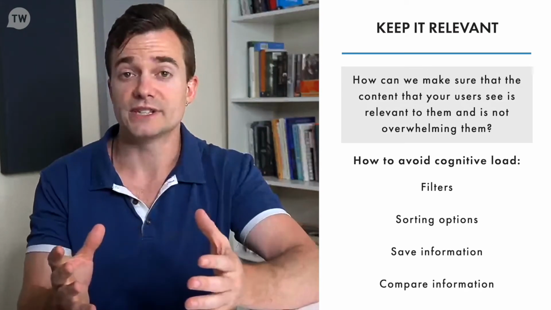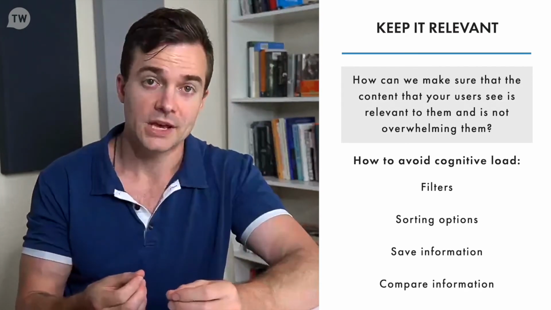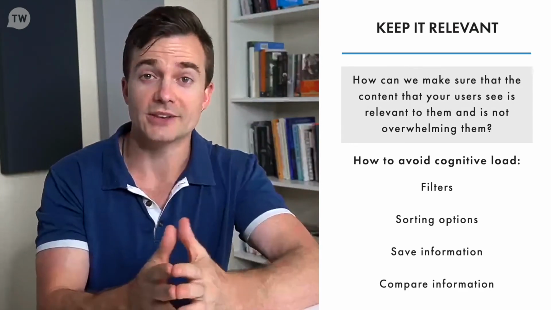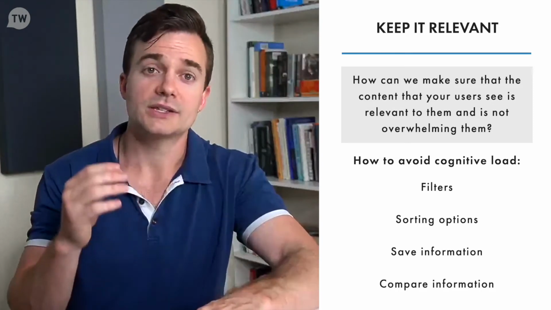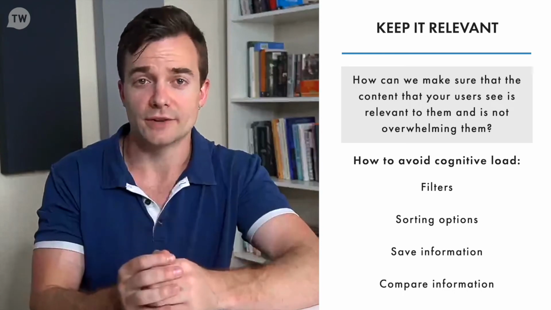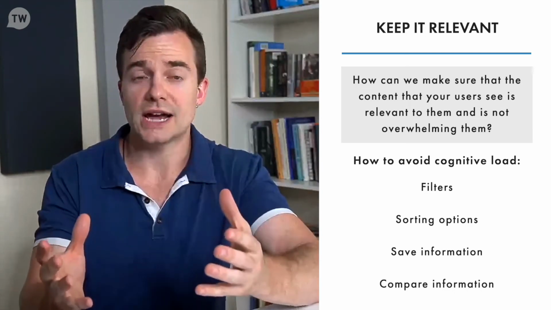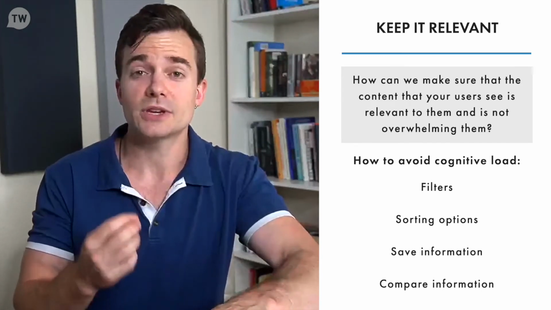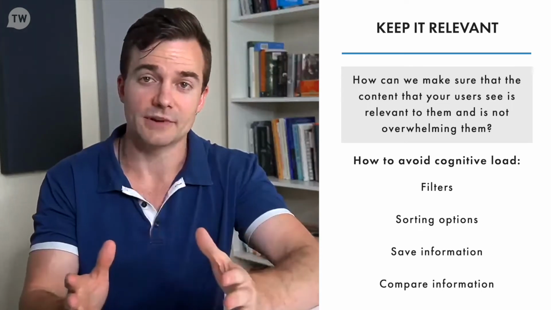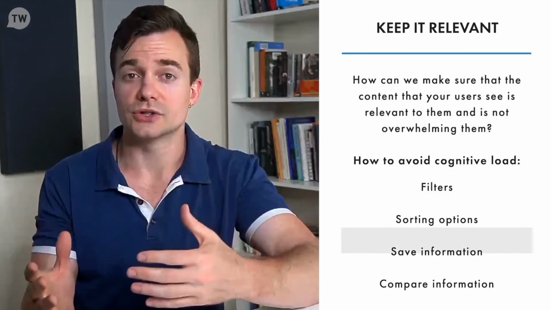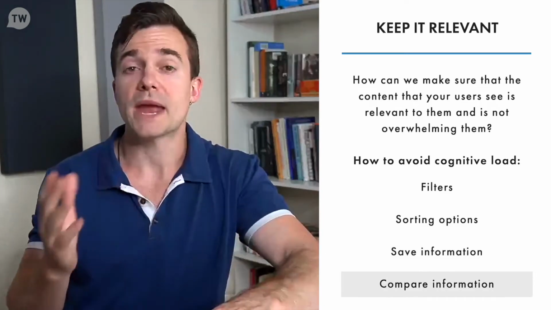Still, we're left with the question of how can we make sure that the content that your users see is relevant to them and it's not overwhelming them. An important thing to mention here is cognitive load. Cognitive load is the brain power that you need to process information. And that's why it is important that you as technical writers focus on always showing only relevant content. So how can we make sure as technical writers that our users only see relevant information? There are plenty of things that we can do, and it all focuses on limiting information. For example, by using filters, sorting options, or offering our users the option to save the information or compare the information to avoid cognitive overload.